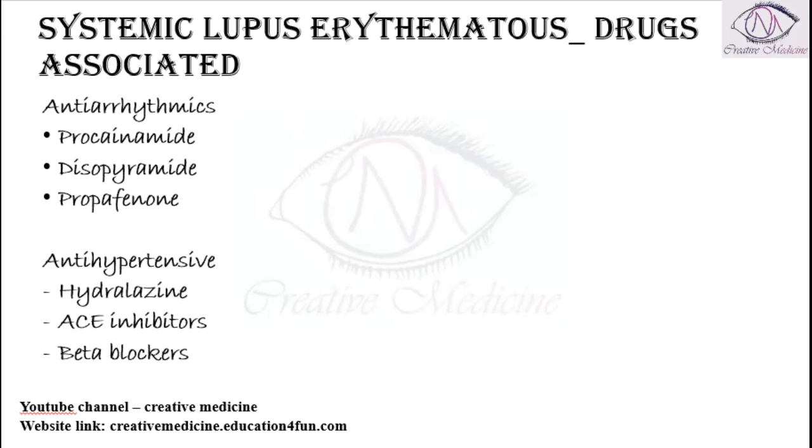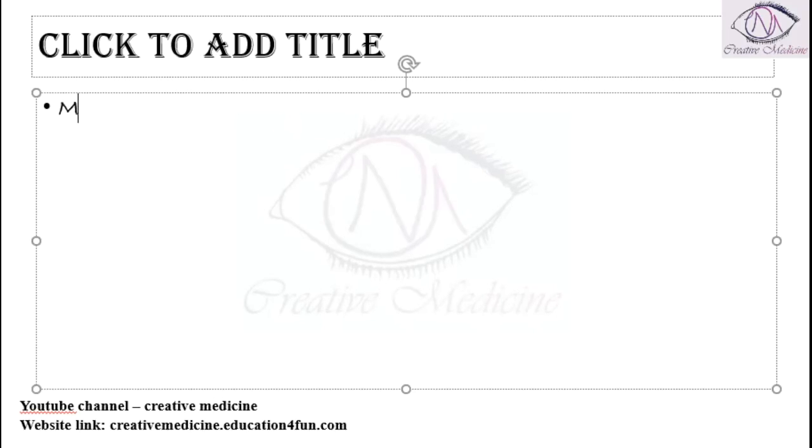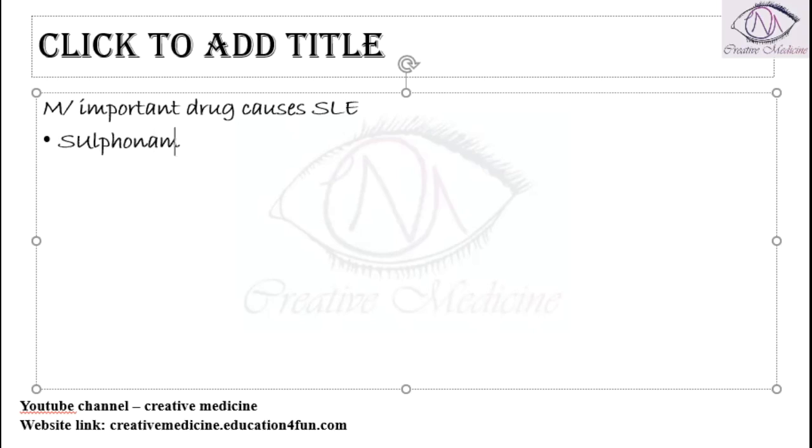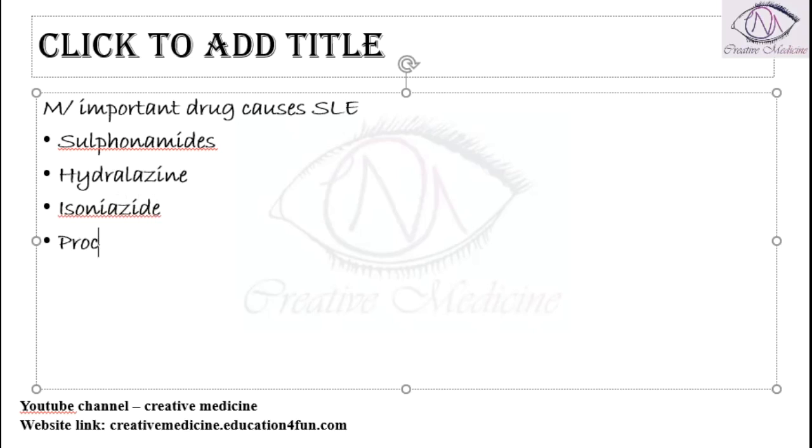So, among all these drugs, if you were asked what are the most important drugs which can cause SLE, the most important drugs which can cause SLE are a few drugs like SHIP, that is S for sulfonamides, H for hydralazine, I for isoniazid, and P for procainamide. So all these will result in SLE.